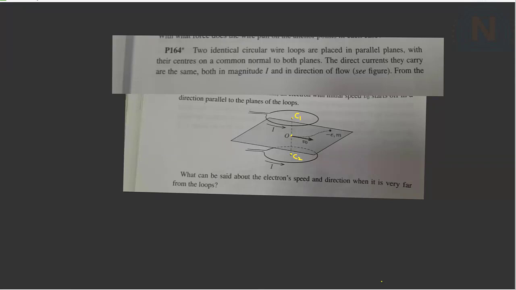The question is somewhat like this, that if an external agent throws an electron from the center O with some velocity V0 rightward, and it keeps on moving on some path not known in this plane, I don't know what happens, you have to analyze. But the question was that what can be said about the electron's speed and direction when it is very far away from the loops, and the appropriate logic for that.